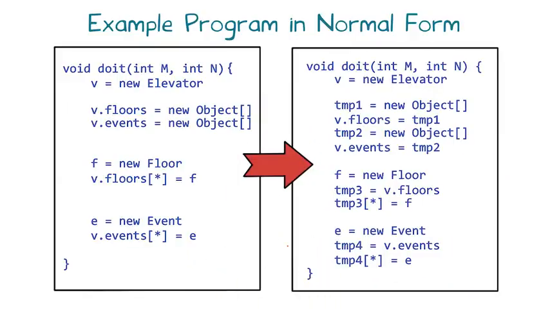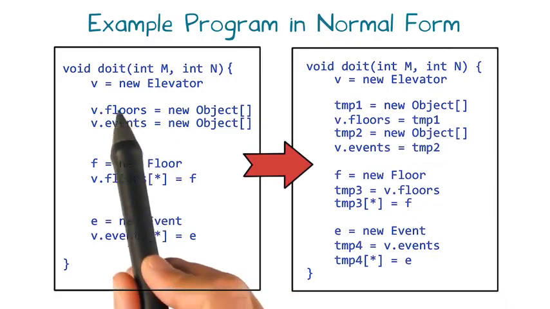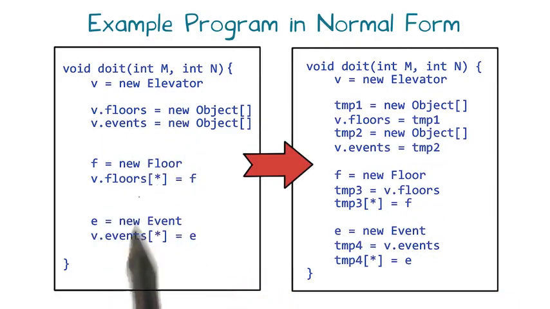Here's what happens if we apply these decomposition rules to all of the statements in our elevator program. Like we saw in the first decomposition example, each of these two statements is decomposed into an allocation and a pointer-based field write. The statements V is assigned new elevator, F is assigned new floor, and E is assigned new event are already in forms specified by the grammar, so we don't modify them. However, we modify each of the remaining statements. Likewise, we modify the assignments to the array cells of v.floors and v.events using the pattern we saw in the second example previously.